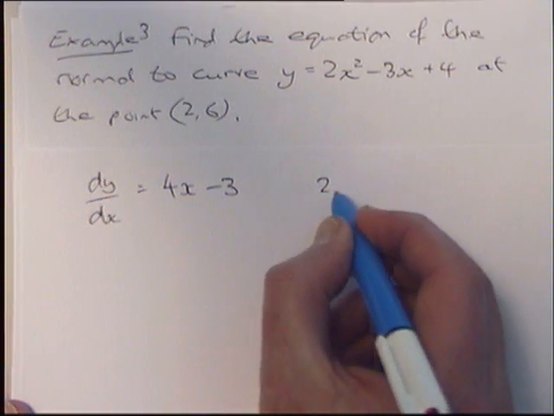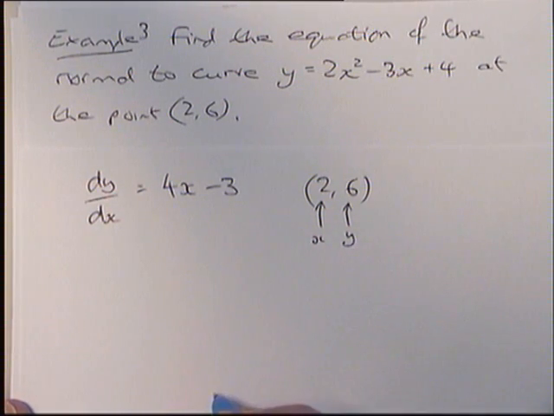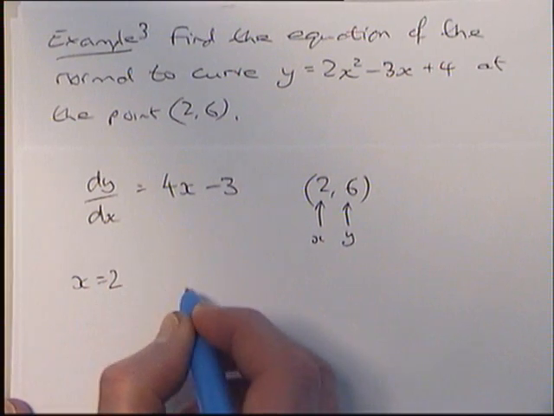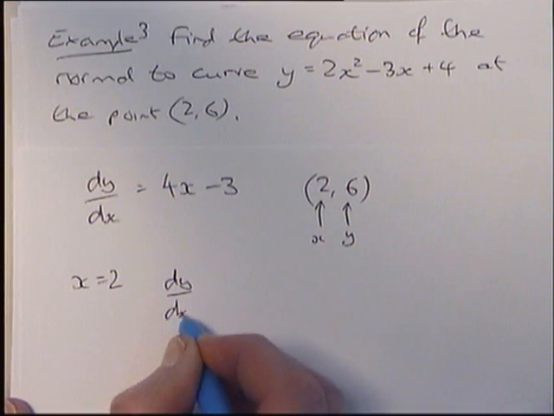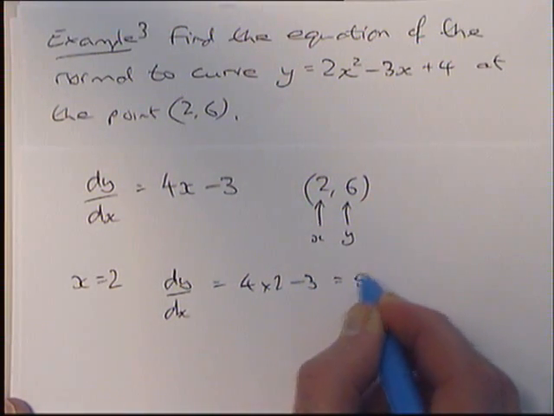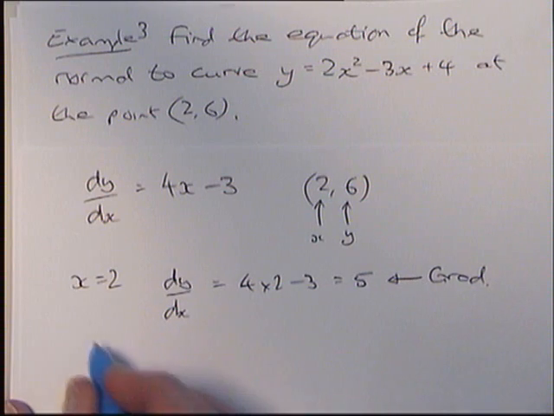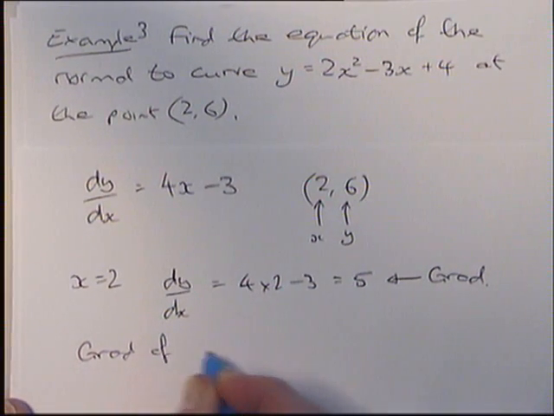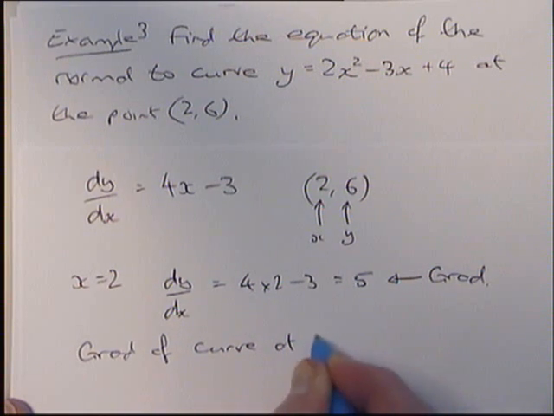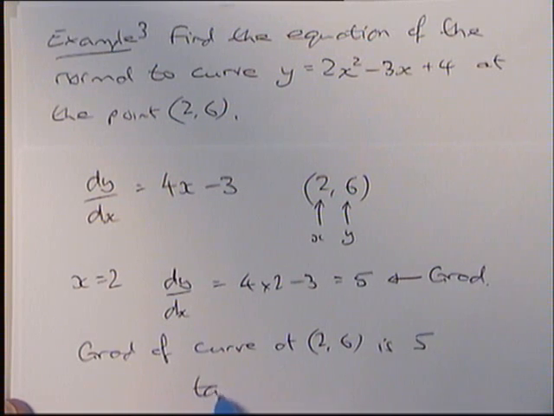And at the point I'm interested in, the point (2, 6), well, that 2 is my x number, that 6 is my y number. So I know I'm interested when x is 2. And when x is 2, dy/dx will be 4 lots of 2, which is 8, take away 3, which is 5. So that is my gradient. So in this example, the gradient of the curve at the point (2, 6) is 5. That means the gradient of the tangent at that point is also 5, because they are equal to each other.